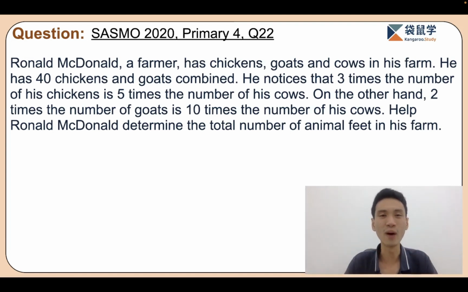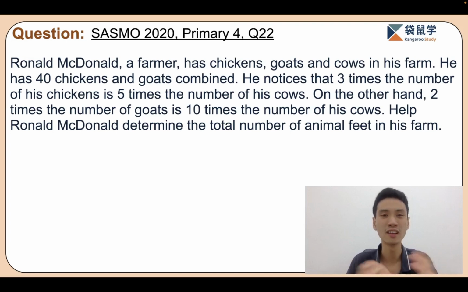So let's look at what the problem is asking. We are asked to determine the total number of animal feet in this farm. Now, if we want to determine that, what do we need to calculate first? That's right, we need to calculate the quantities of each animal first. Now, can we do that directly with the information in the question? No, but not to worry.